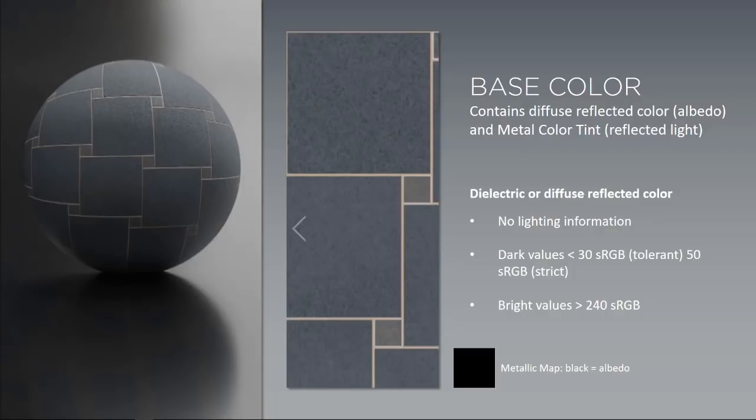What happens is the shader looks at the metallic map and says, oh, there's some white areas. Wherever this white area is, this is going to represent a metal. So I'm going to go to the base color map, and wherever those white areas from the metallic map overlap in the base color, that's going to become the metal color tint value.